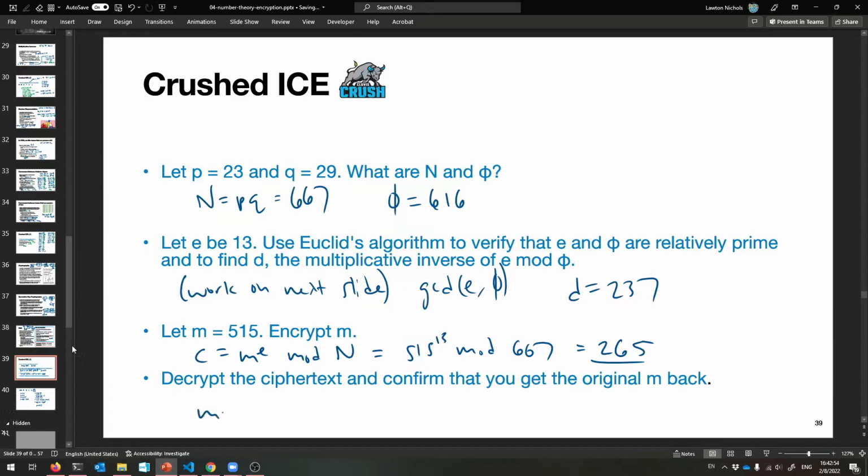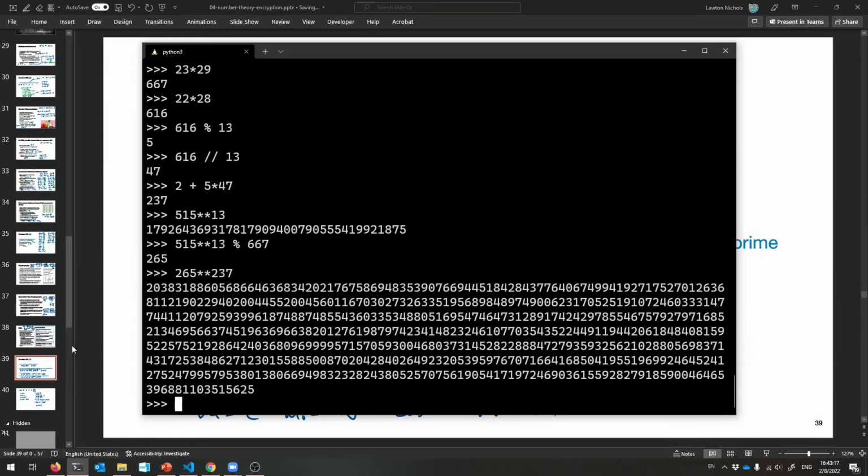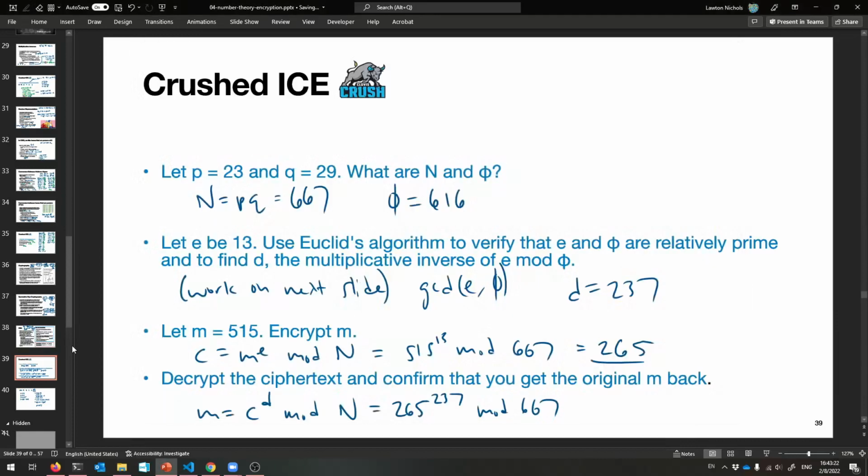The original message should be, take our ciphertext to the power of d mod n equals, well, that's 265 to the power of 237. Crazy. And then take mod 667. So that's even more computation. 265 to the power of 237. That's a large number. But mod 667, what do you know? We get 515 again. And this is how you encrypt and decrypt things using RSA.